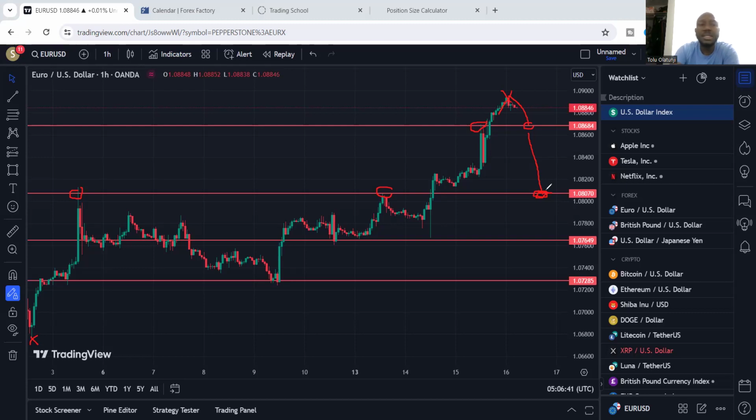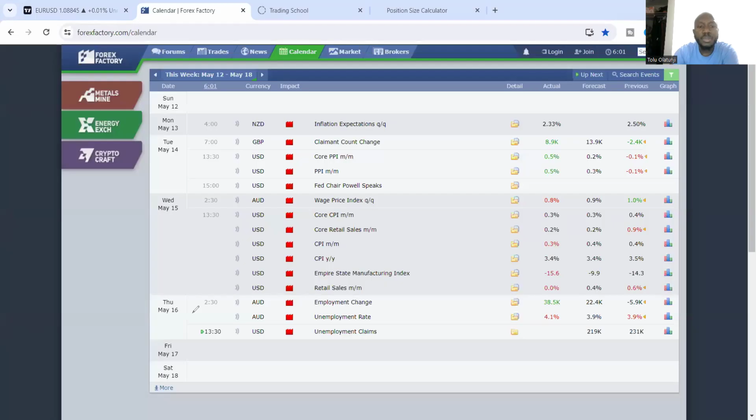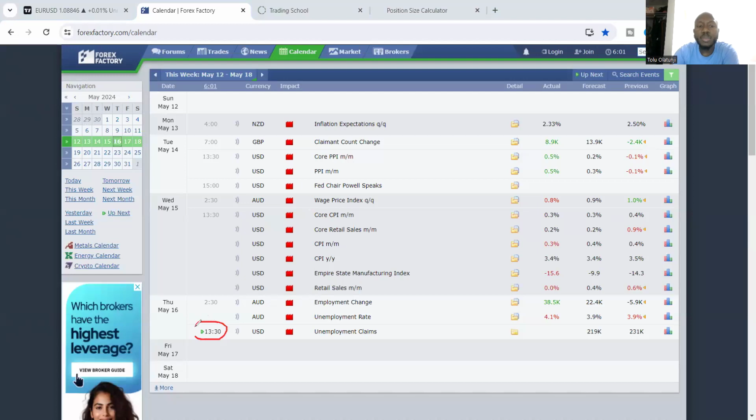And then the trigger: when we get the price here after the reaction, we wait for a trigger to take it back up. Now, mind you, for today, we have news coming out by the same 1:30 p.m. Throughout this week we've been having news for the USD, Tuesday 1:30 p.m., Wednesday 1:30 p.m., and today, 1:30 p.m. UK time, we have the unemployment claims. So we're expecting volatility in the market again for today.